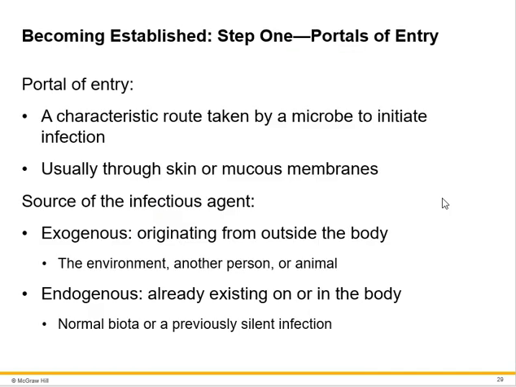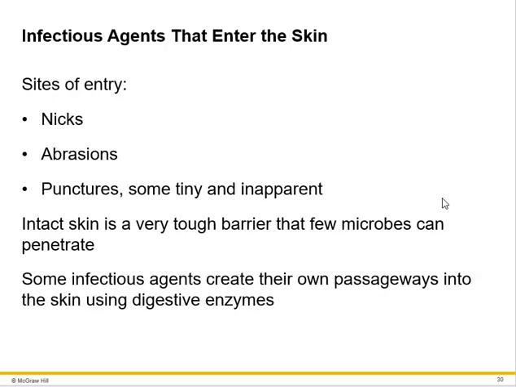So for portal of entry, all you really have to do is explain that and give some examples. It's a route that the microbe uses to initiate infection. So it usually gets in through the skin or the mucous membranes. So you're breathing it in, or you ingest it, or it gets in through the skin. Exogenous means it's coming from outside of the body. Endogenous means it's coming from inside the body. It's already existing in the body. So normal microbiota or a previously silent infection would be an endogenous source.